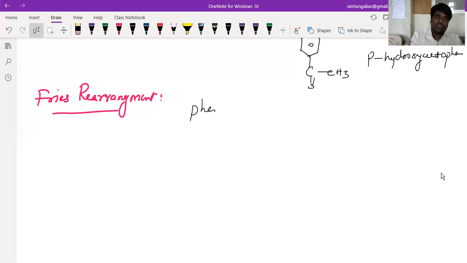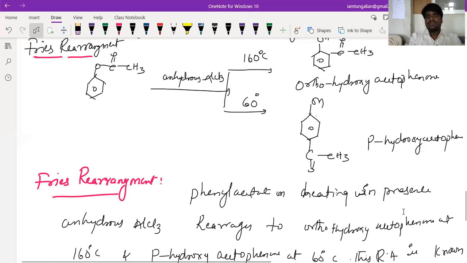Ortho hydroxy acetophenone. Phenyl acetate on heating in the presence of anhydrous AlCl3 undergoes rearrangement again, to give ortho hydroxy and para hydroxy acetophenone. What we call it is Fries rearrangement. This is what we call Fries rearrangement.